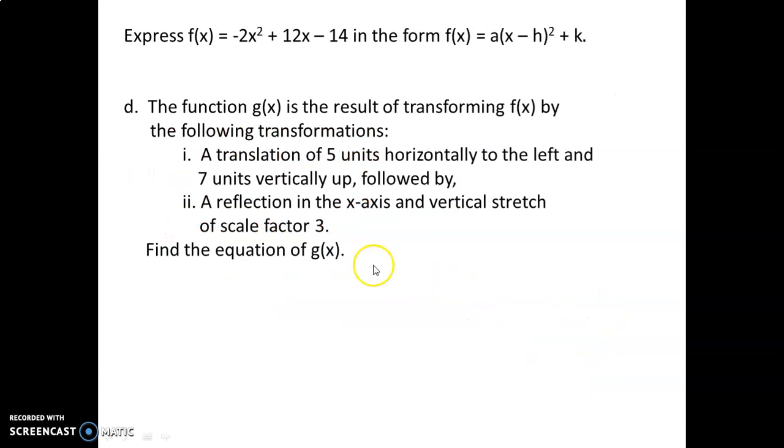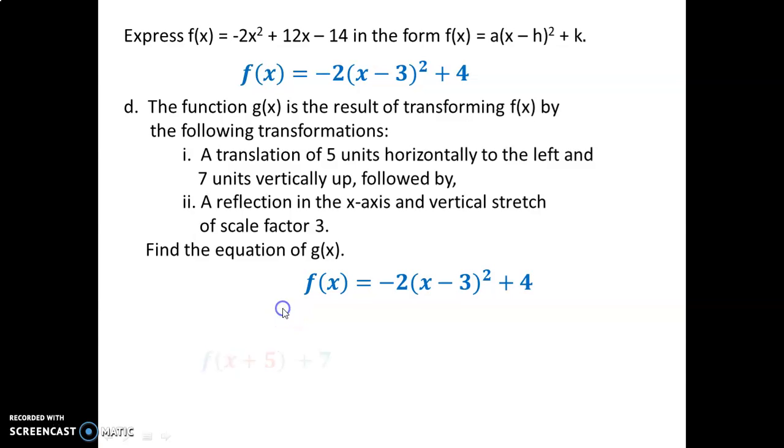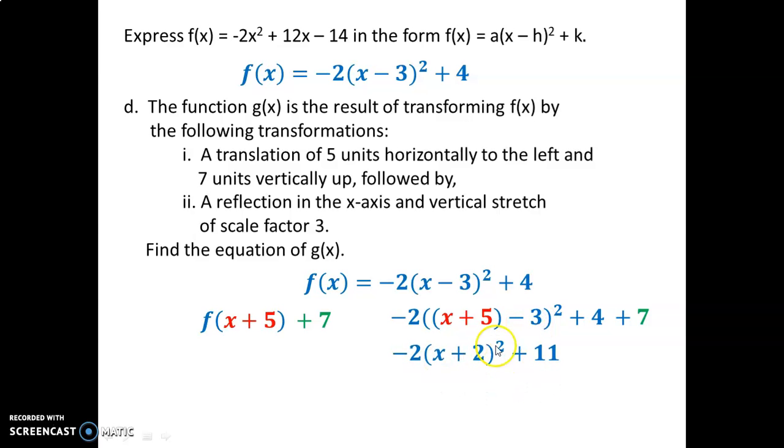Okay, now let's do a transformation on that. So first, there's the function. We're doing the translation first. There's x plus 5, and plus 7. This is left 5, up 7. So apply that. X plus 5 replaces this x, plus 7 goes at the end of the entire function. Simplify all this to get this. Notice these become 2, and this becomes 11.